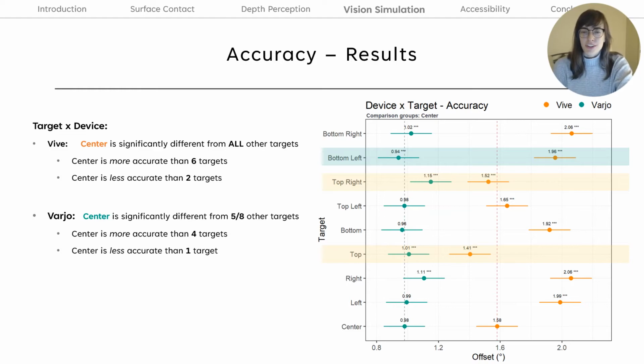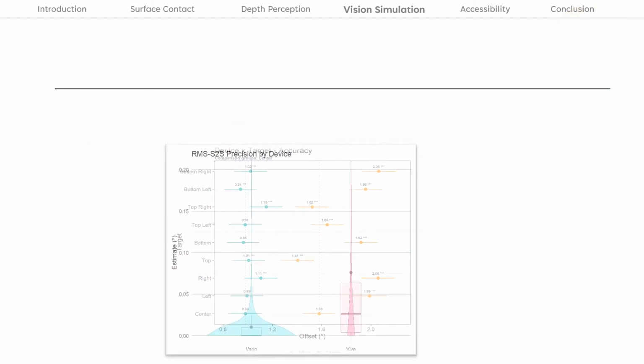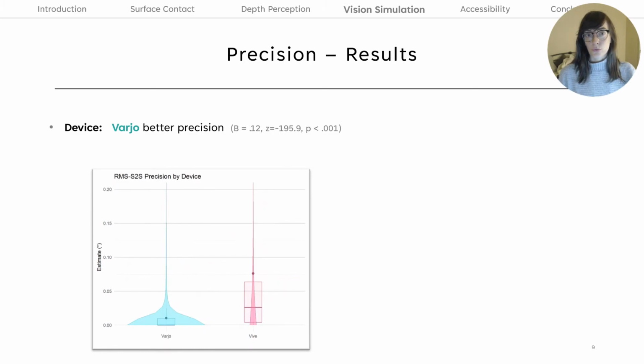But what about precision? So root mean square precision across all targets was 0.08 in the Vive and 0.01 degrees in the Vario XR3. We report a main effect of device in which precision was significantly worse in the HTC Vive Pro Eye. Also, now you get a glimpse of the zero inflated data.